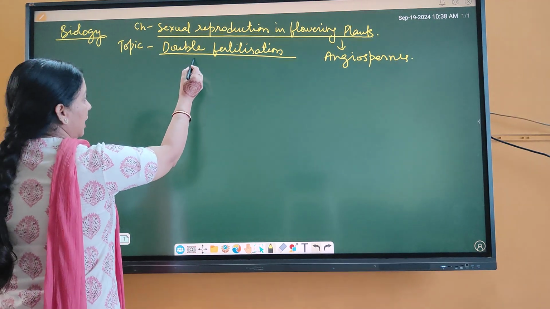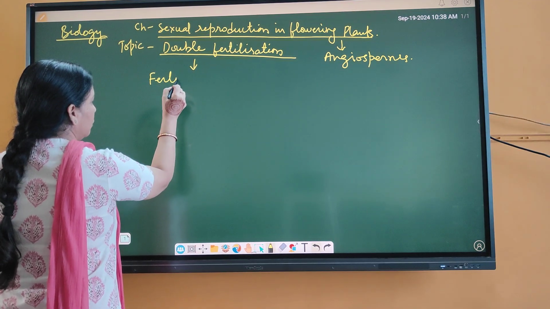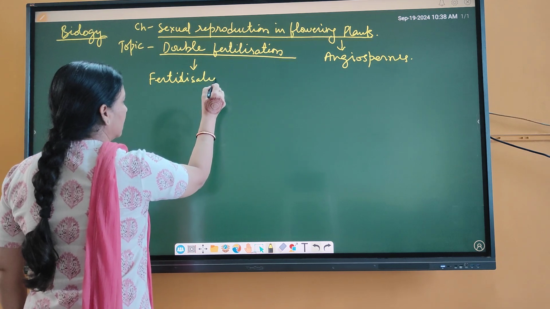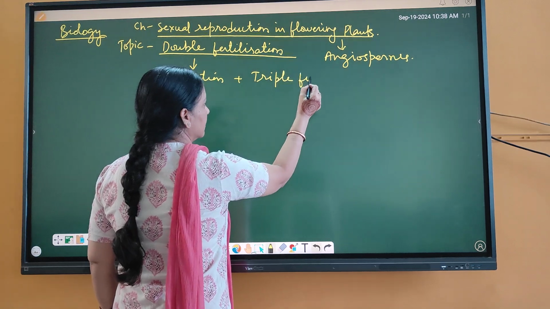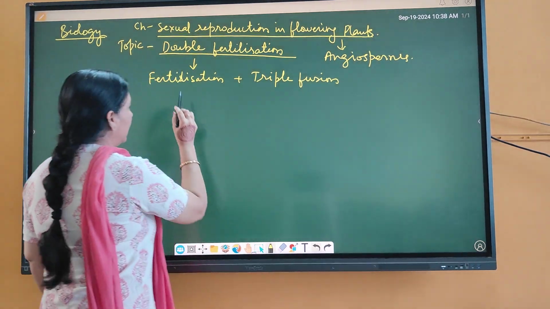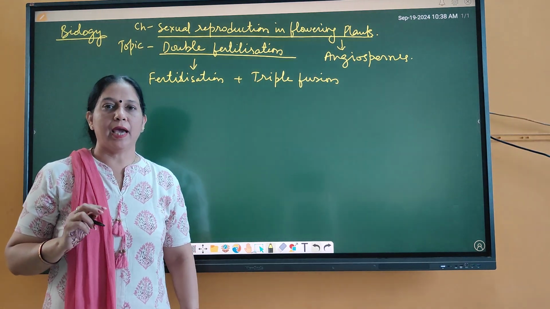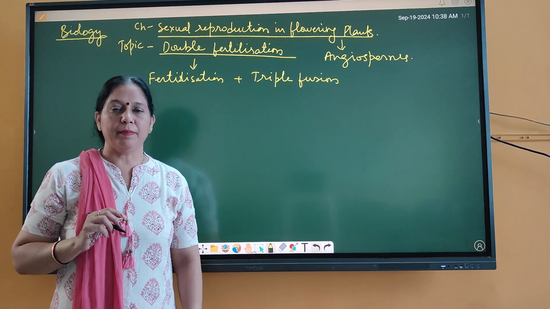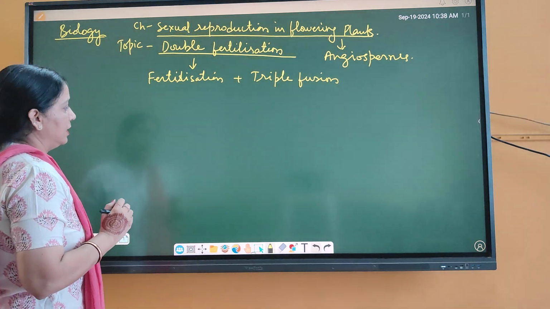So what is double fertilization? It involves two fusions: fertilization and triple fusion. Fertilization and triple fusion are the two fusions which take place in the embryo sac of an ovule in the pistil, that is the female part of a flower, and that is called double fertilization.